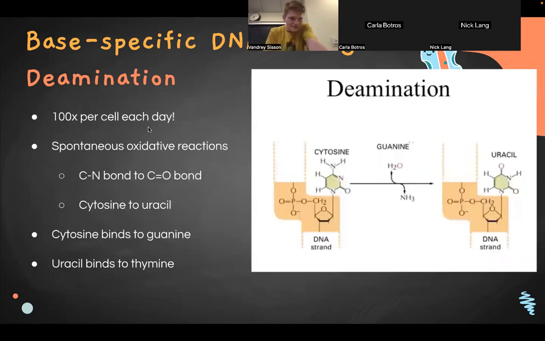Whereas deamination happens about 100 times per cell each day. And it's the spontaneous oxidative reactions that turn the CN bond, so an amine group, into a CO bond, which is a carbonyl group. And that changes the overall base from cytosine to uracil. It might not be a big difference for us, just changing an N to an O, but the cell recognizes it as a completely different thing. And so usually a cytosine binds with a guanine. And so if there's a double-stranded DNA and the cytosine's bound to guanine and it suddenly turns into a uracil, they're not going to find that bonding interaction. And so there's going to be a little kink. So that's the problem with deamination.